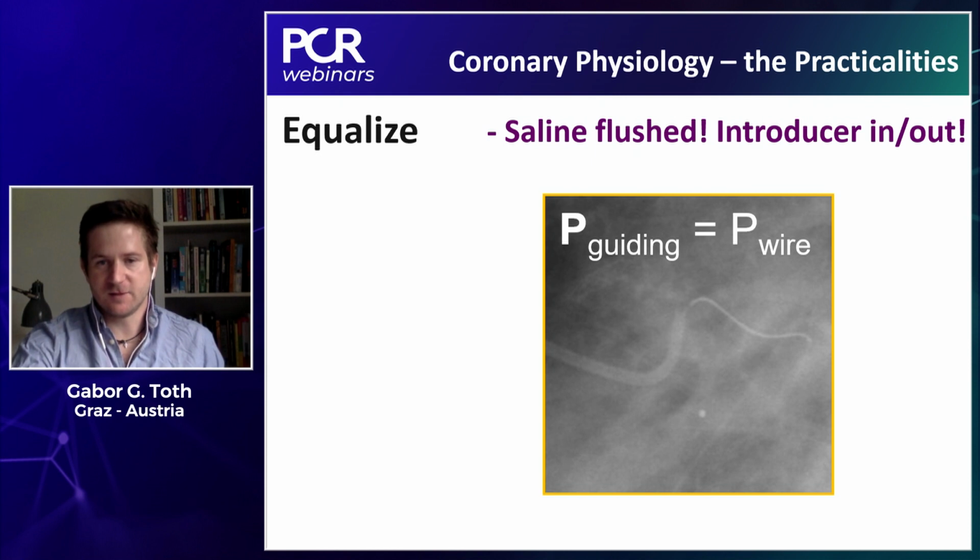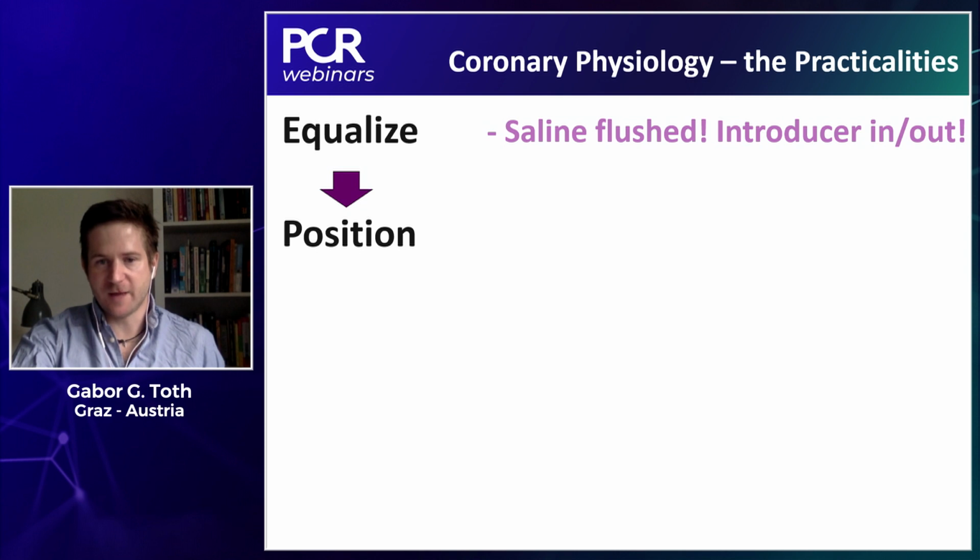If the guiding catheter is nicely flushed with saline, the introducer is out, and we position the wire to the very tip of the guide, this is the moment when we can equalize, because this is the moment when the pressure that we measure by the guiding catheter and the pressure that we measure by the wire is exactly the same pressure, so it should be the same value. So we perform the equalization, and after that we position the wire.